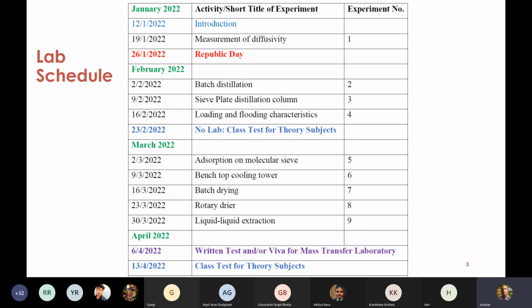And this is your laboratory schedule. So what is important here is we have scheduled the test for this on 6th of April. Okay. You will complete your experiment by 30th March.